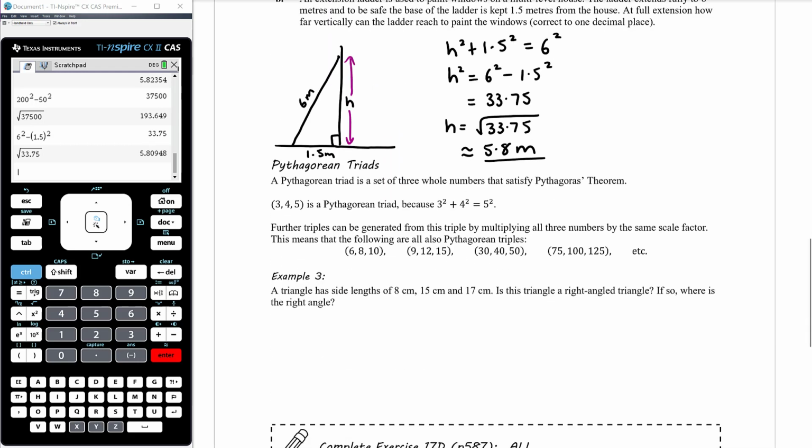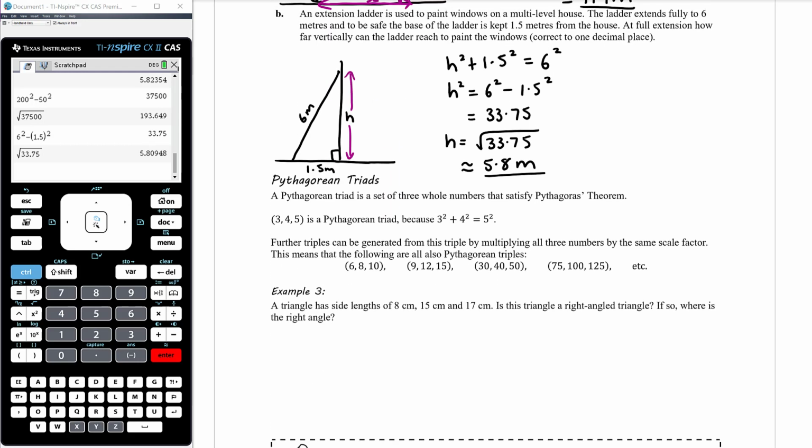Okay, the last thing I want to talk about in the Pythagoras video is this idea of a Pythagorean triad, or sometimes they are also called Pythagorean triples. A Pythagorean triad or a Pythagorean triple is a set of 3 whole numbers that satisfy Pythagoras' theorem.